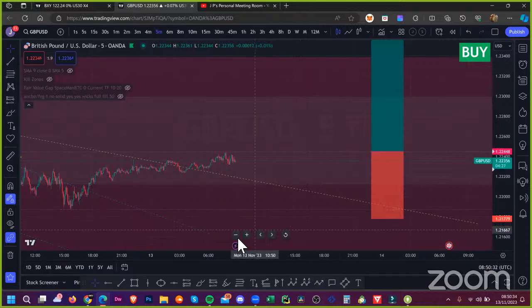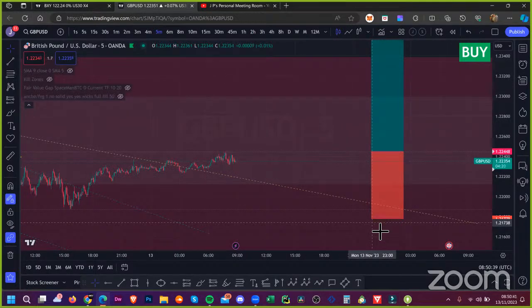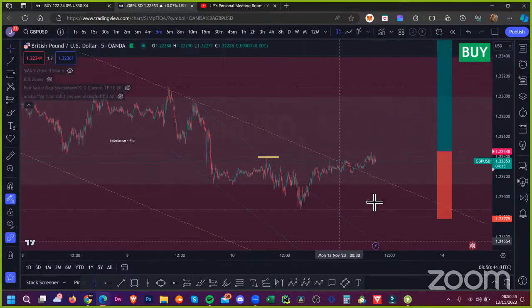Okay, so personally, I'd like to see a close above this little high here, and I'm willing to take an aggressive little entry on potentially this market pushing up.